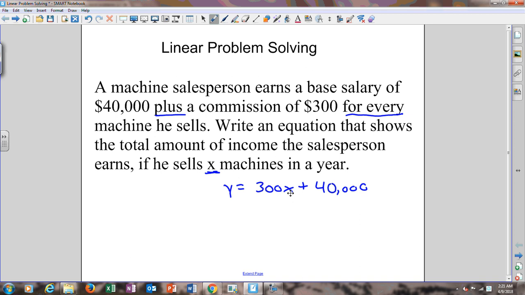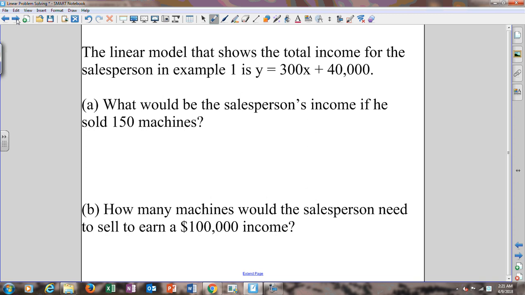Okay. The second type of question will be like this, and this would usually show up in an open-ended. So it's an easy open-ended question, but it just takes some translating to get through. You would have a second part to it: a linear model that shows the total income for the salesperson in example 1. Now it wouldn't actually tell you that. It would depend on you to carry that over from the first part of the question. Okay? Part A. What would be the salesperson's income if he sold 150 machines?